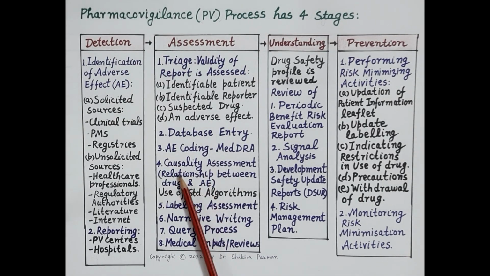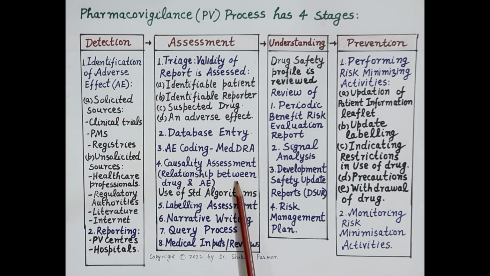Now this is followed by causality assessment. When a patient takes a drug and experiences an adverse effect, the adverse effect could be because of the drug, or the disease, or some other cause. So causality assessment determines the relationship between the drug and the adverse effect.